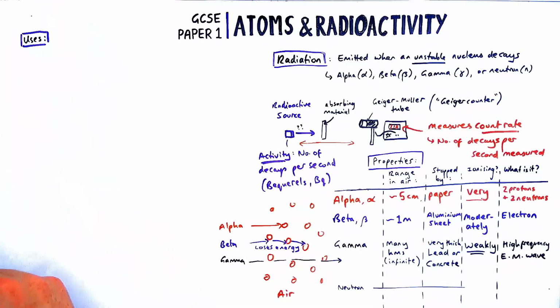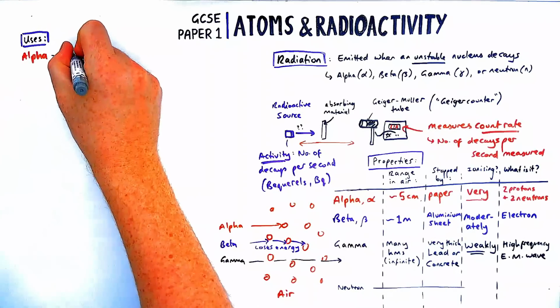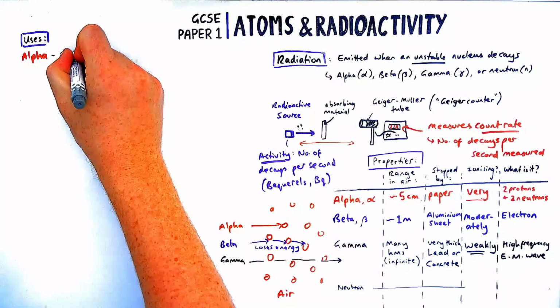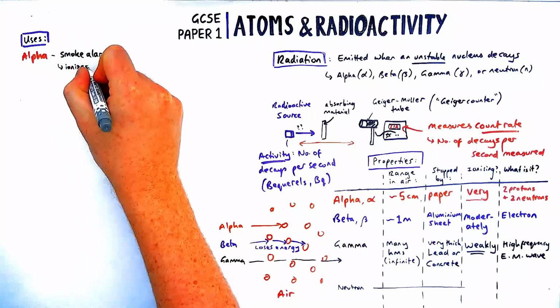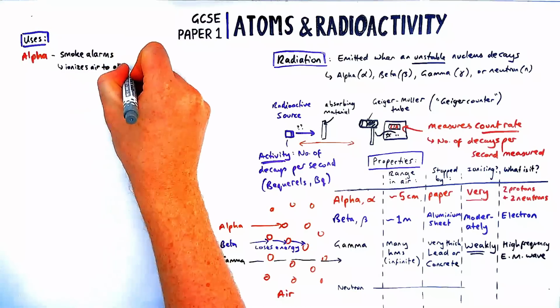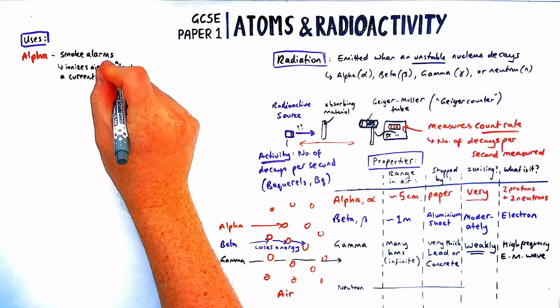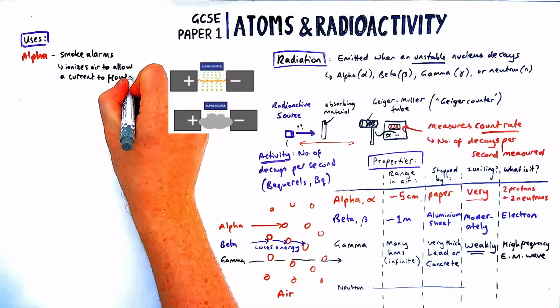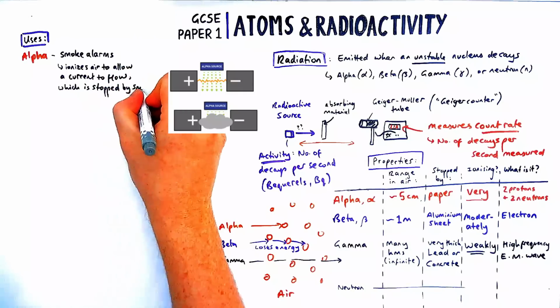Let's look at the uses of each of these types of radiation and see if we can link their use to their properties. So alpha radiation is used in smoke alarms. This is because it's highly ionising. It ionises air to allow a current to flow between 2 points. When smoke particles get into the smoke alarm, that stops the current flowing because smoke particles are not charged, just like in the diagram shown here.